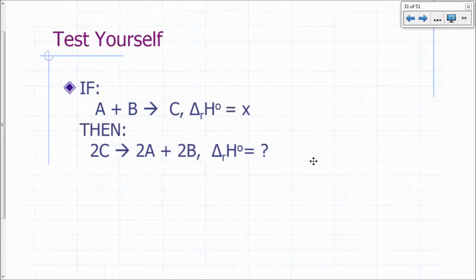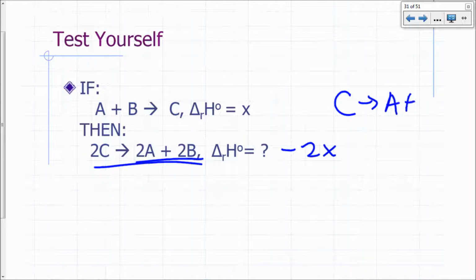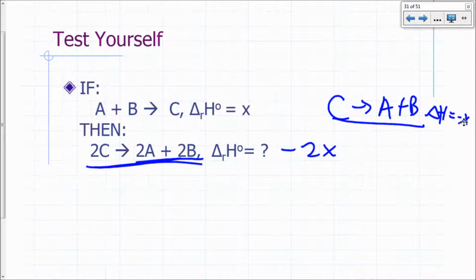How about this one? A plus B gives you C, delta H is X. What would be the delta H for this reaction right here? Negative X? Negative 2X. Why negative 2X? Because I flipped it. If I just say C gives you A plus B, delta H would be negative X, right? But here, not only did I flip it, after I flipped it, I multiplied all the coefficients by 2. So delta H for this would be negative 2X.